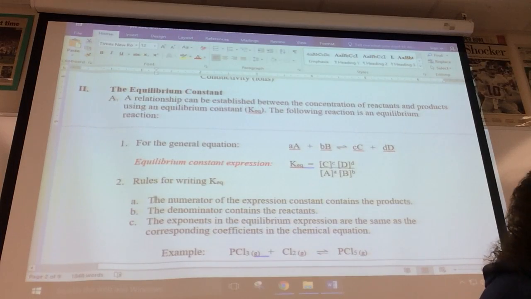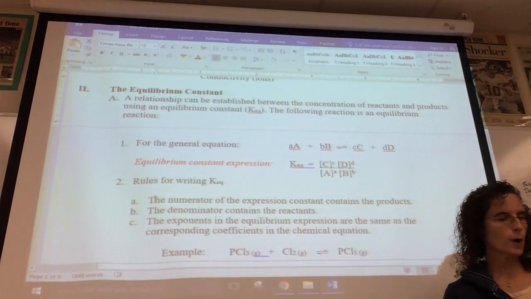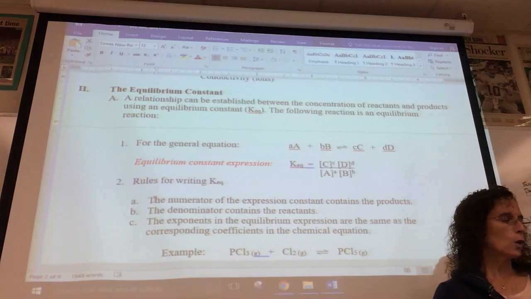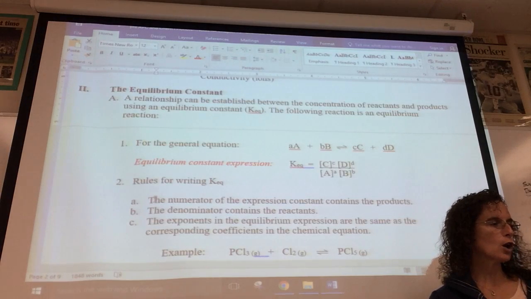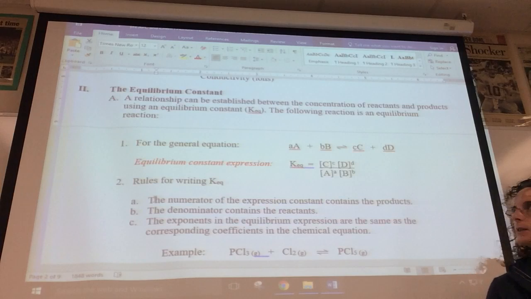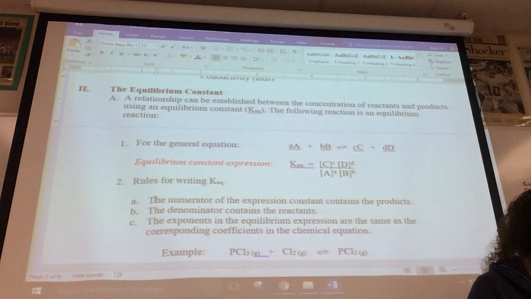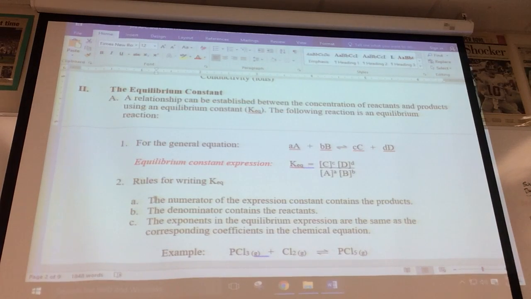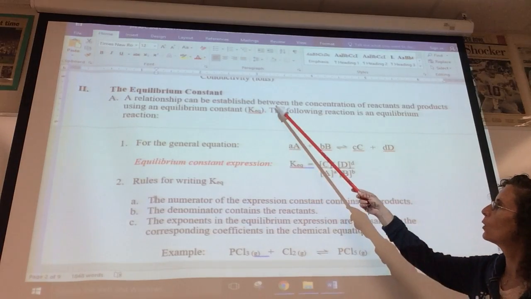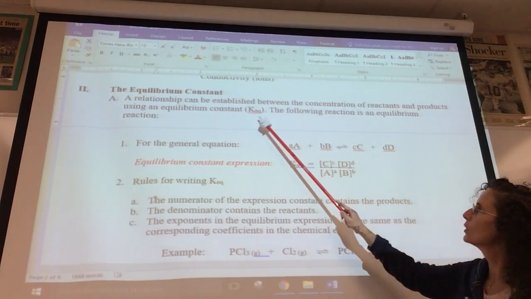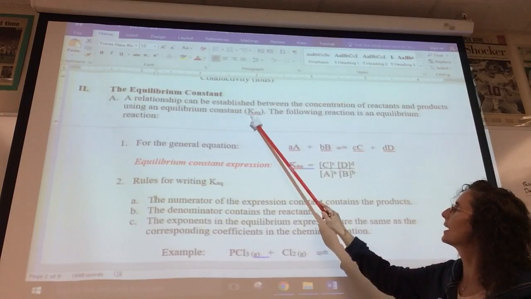All right. So when you're at equilibrium, the rate of the forward and reverse reactions are equal. Their rates are equal. So what we want to do is show some type of relationship between concentrations of reactants and products using what's known as an equilibrium constant. Equilibrium constant, K for constant, capital K, which is different from the lowercase k that you saw with your rate laws. So we can establish a relationship between concentration of reactants and products using an equilibrium constant KEQ.